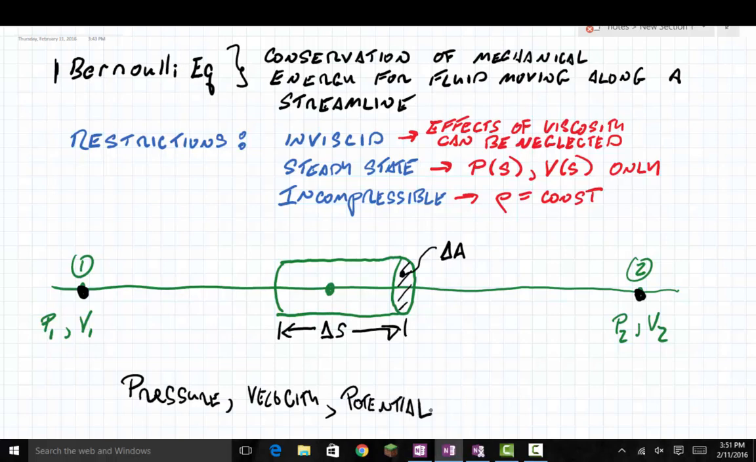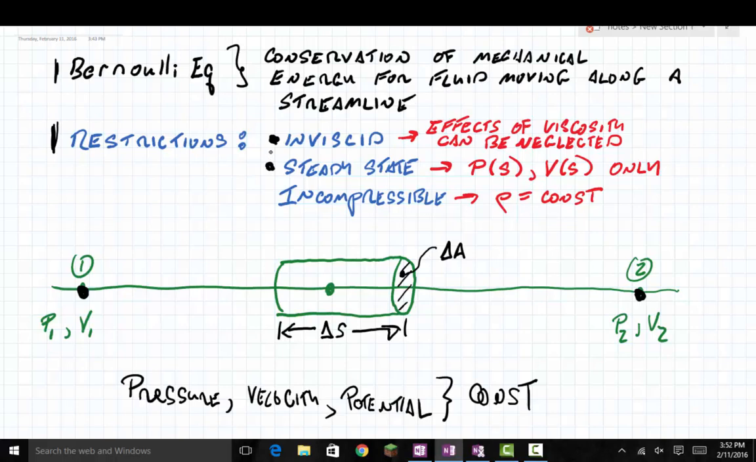So as one goes up, the others have to go down or change to maintain some sort of constant mechanical energy. And there are restrictions on Bernoulli's equation. The flow has to be inviscid, which means that the effects of viscosity can be neglected. Not that we're ignoring the viscous effects. It's only valid in situations where viscous effects do not really affect the flow field.